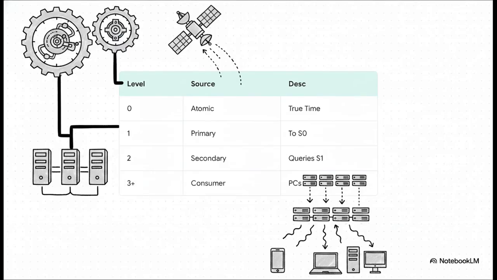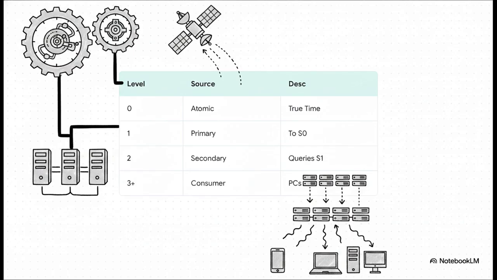Okay, so how do we actually solve this globally? We obviously can't have every computer on Earth pinging one single master server. The bottleneck there would crash the system instantly. Instead, NTP avoids this whole mess by using a highly resilient, fault-tolerant hierarchy known as Stratums.